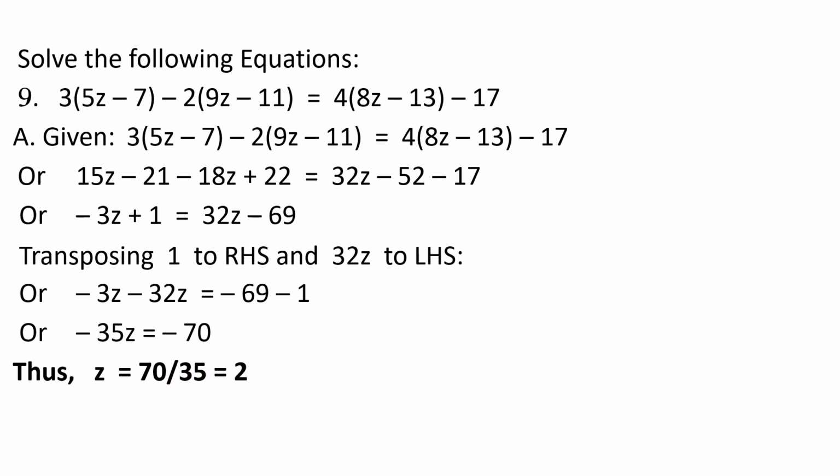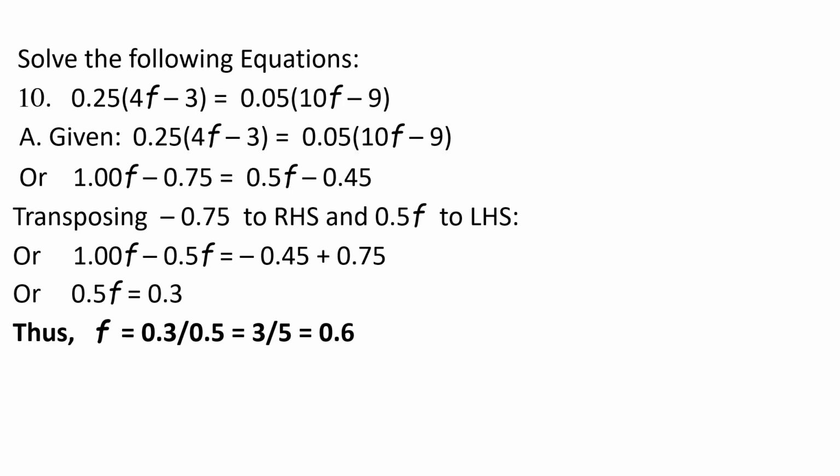Okay, last question now. Question number 10. 0.25(4f - 3) = 0.05(10f - 9). So now they have given you numbers which involve decimals. With decimals, the probability of making errors becomes more, so you have to be extra careful.